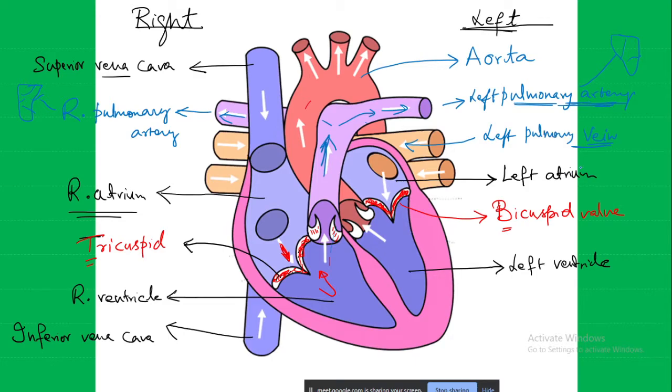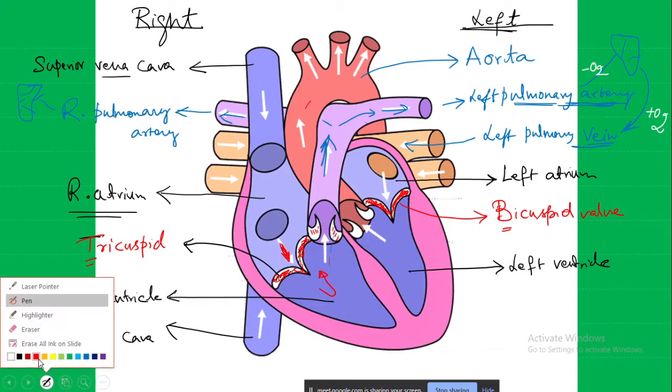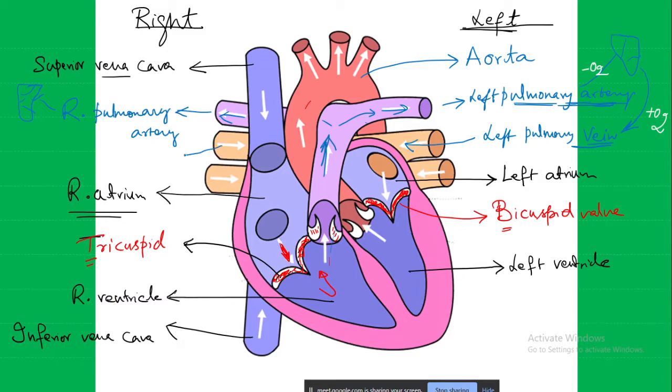So the left pulmonary vein is going to bring the oxygenated blood back to the heart. And this one is the right pulmonary vein. In this way, the pulmonary circulation is complete. Here there is a circuit: deoxygenated blood is going and oxygenated blood is coming back.